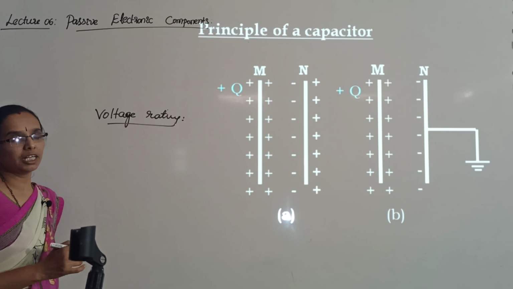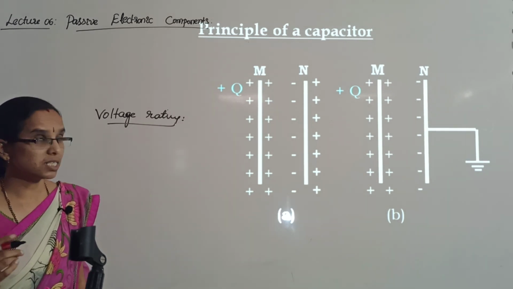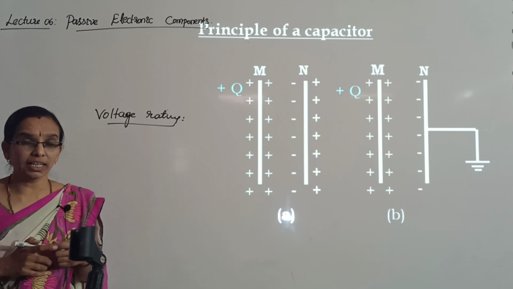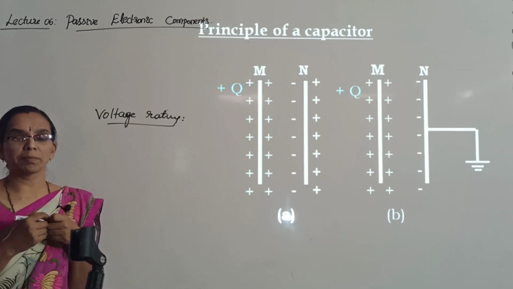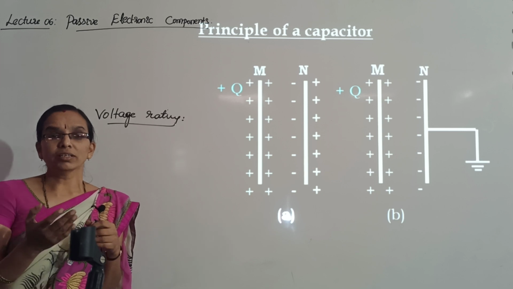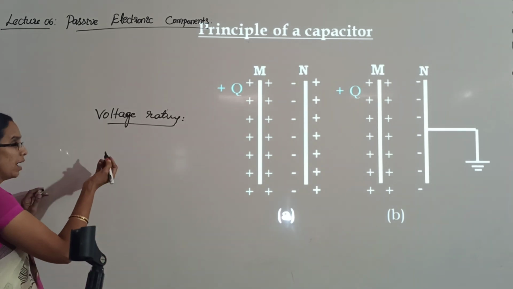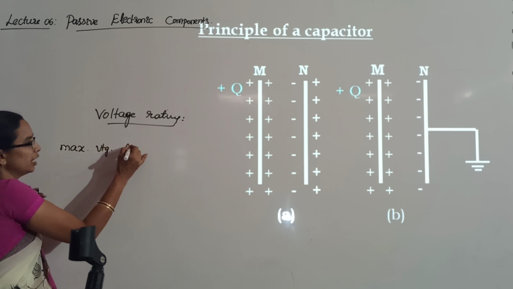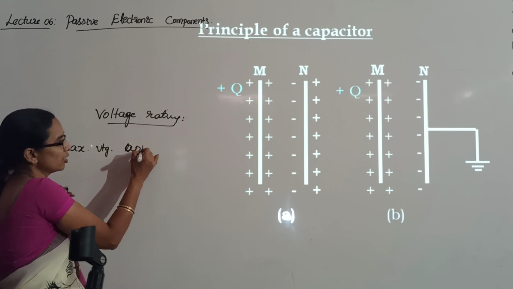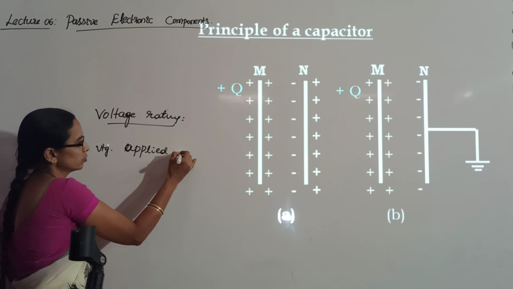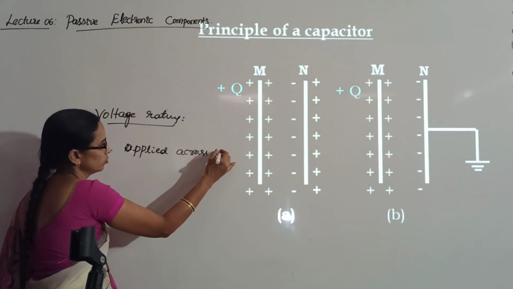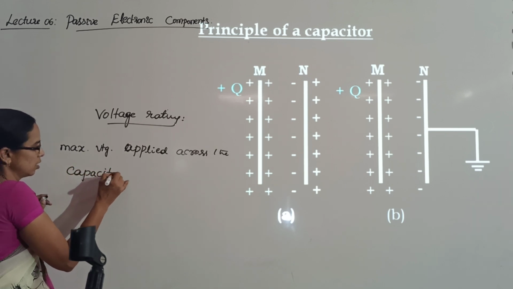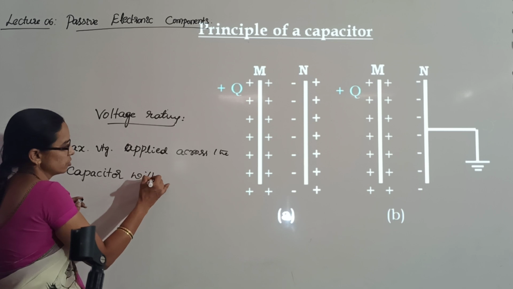What is this voltage rating? Power rating we have studied. Voltage rating, in the sense, is the maximum voltage that can be applied across the capacitor without damage.